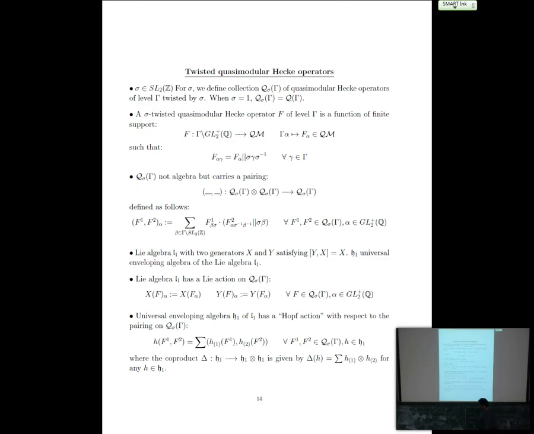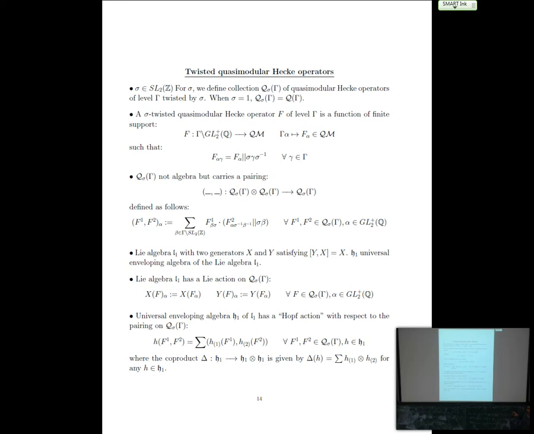So now we want to construct this sort of perturbation of these quasi-modular Hecke operators, and we want to move them, twist them by a term in SL2(Z). So what we define is this object. We take a sigma in SL2(Z). For sigma, we want to define this collection Q sigma gamma of quasi-modular Hecke operators of level gamma twisted by a certain sigma.